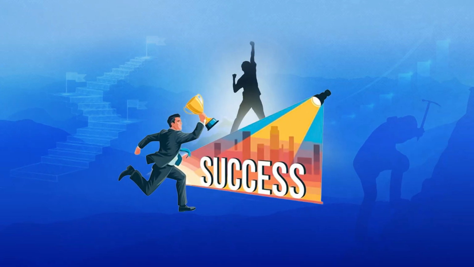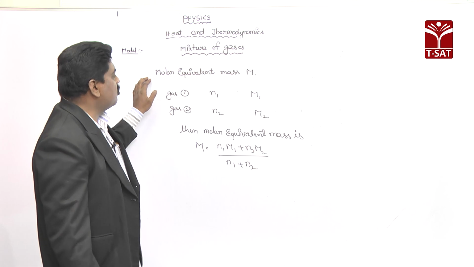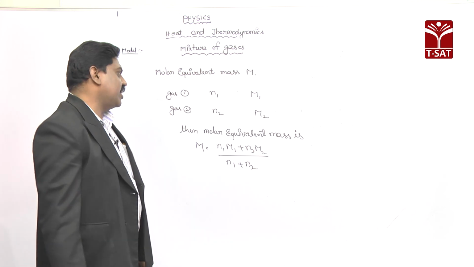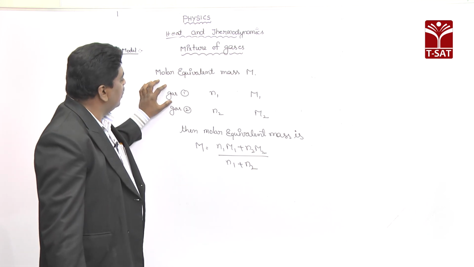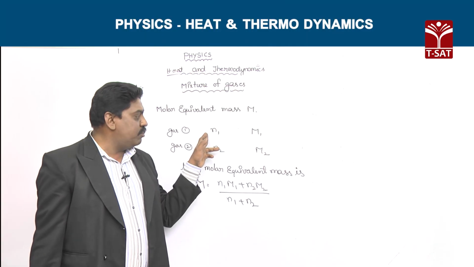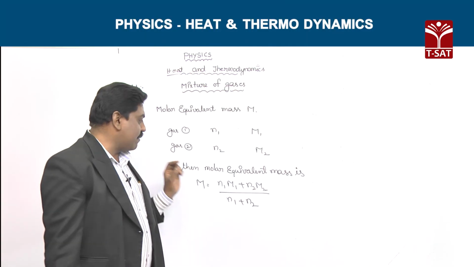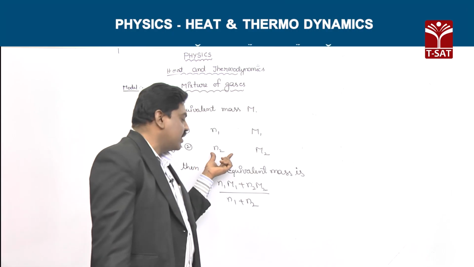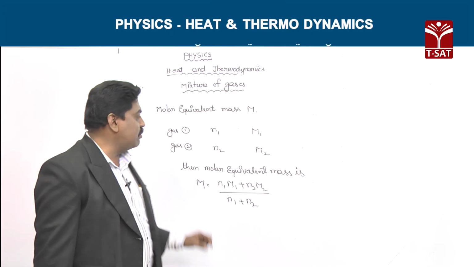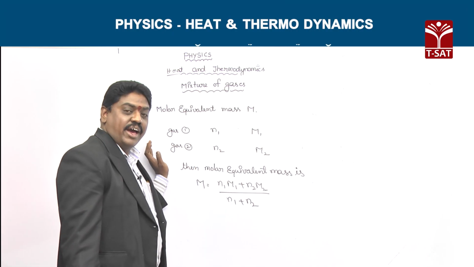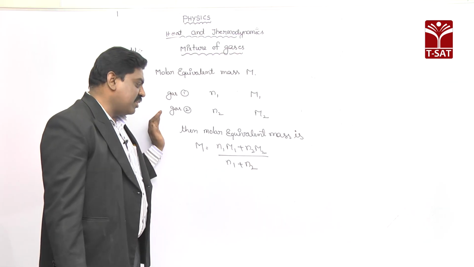Now let us try to understand the molar equivalent mass M. Let us consider a gas 1 having n1 moles with molar mass M1 and a gas 2 having n2 moles with molar mass M2, and these two gases are in a container in the mixture form.